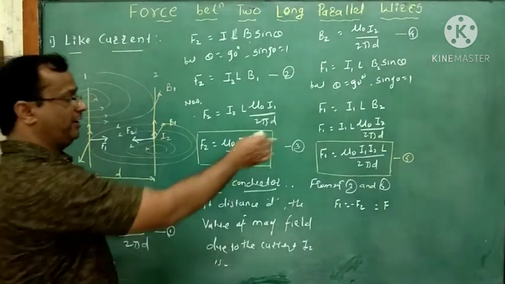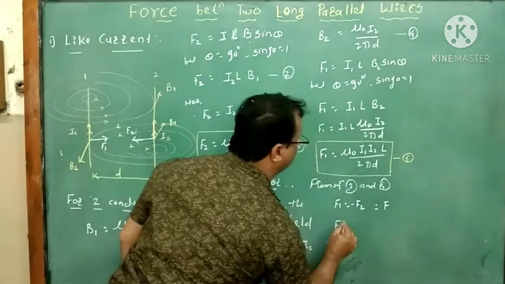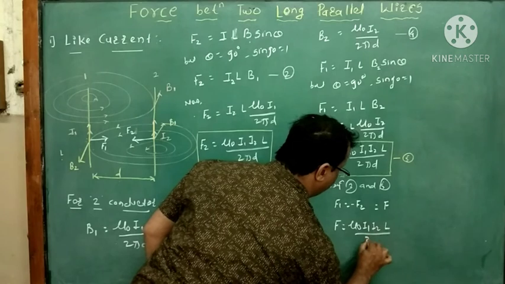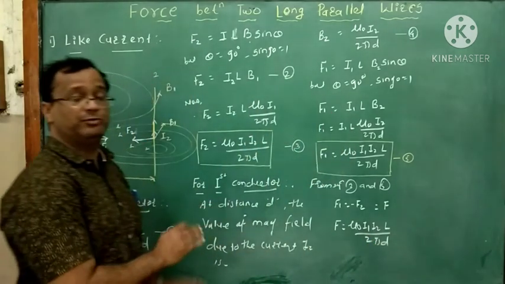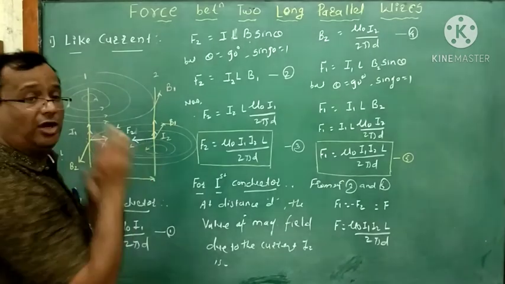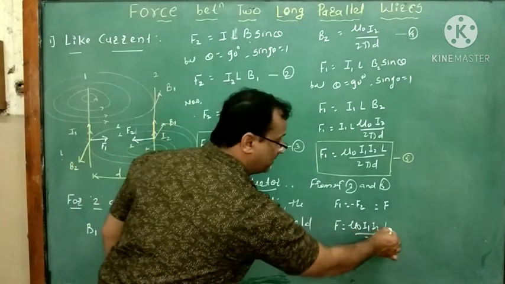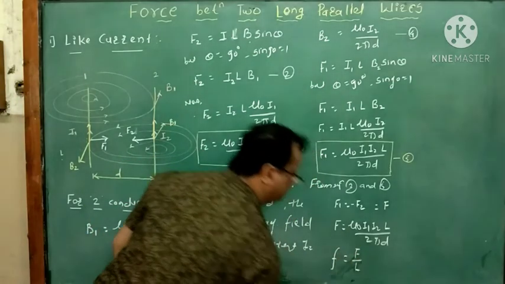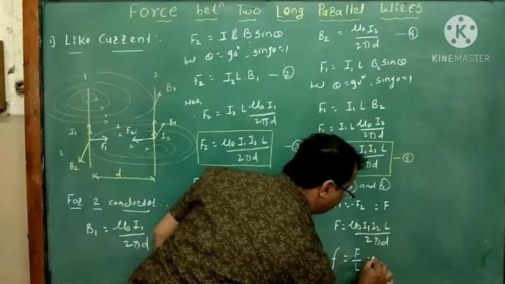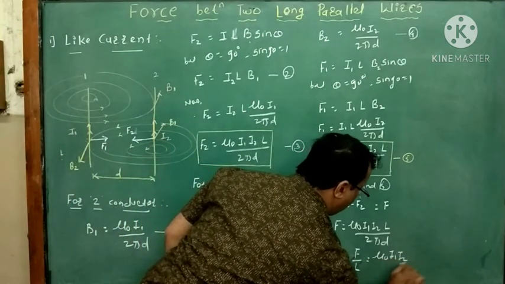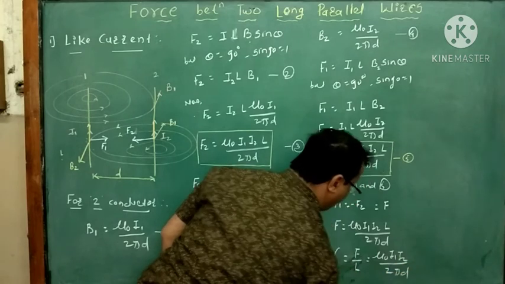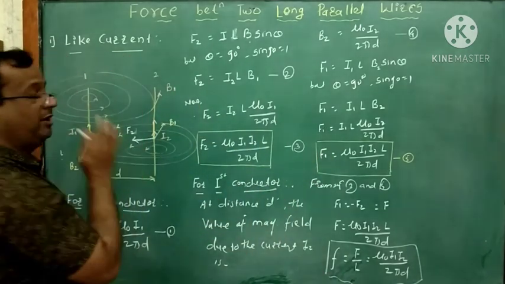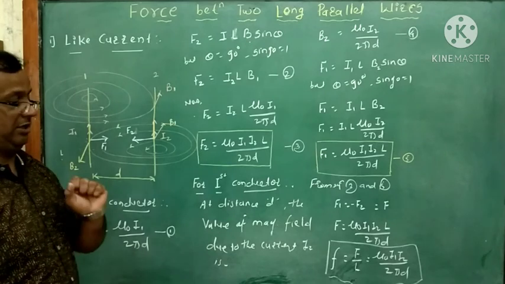So if we write this force F, it is equal to mu 0 I1 I2 L upon 2 pi D. This will be the force acting between the two parallel conductors. But if we transfer this L to this side, this F represents the force per unit length of the conductor, which is equal to mu 0 I1 I2 upon 2 pi D. So this will be the value of force per unit length acting in between the two parallel conductors.